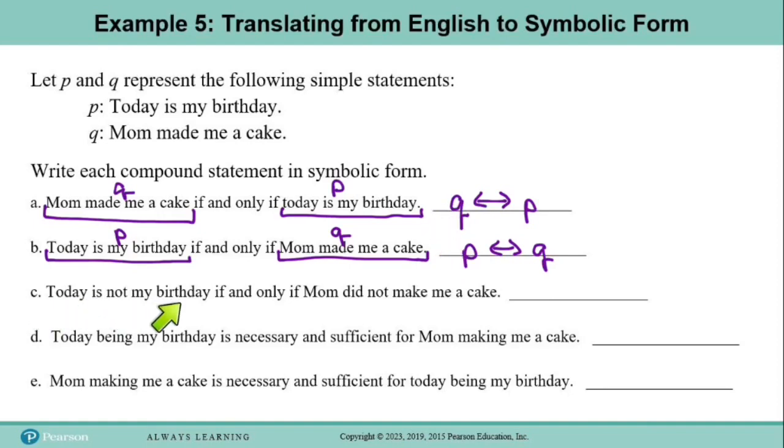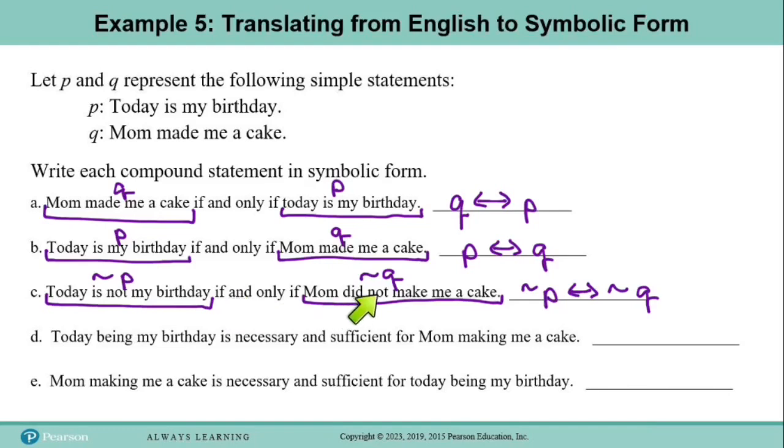Part C, today is not my birthday if and only if Mom did not make me a cake. So today is not my birthday, that's the negation of statement P. So this part right here would be not P. And then Mom did not make me a cake, that's the negation of statement Q, so this part would be not Q. And so then we would have not P, if and only if, not Q.